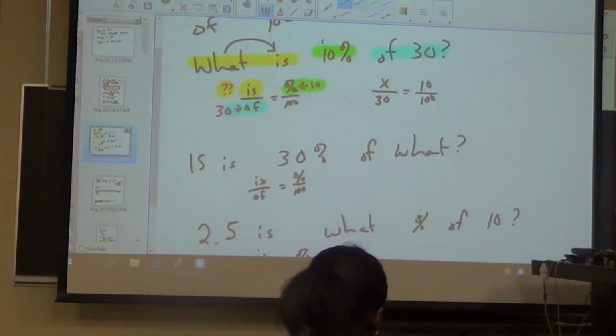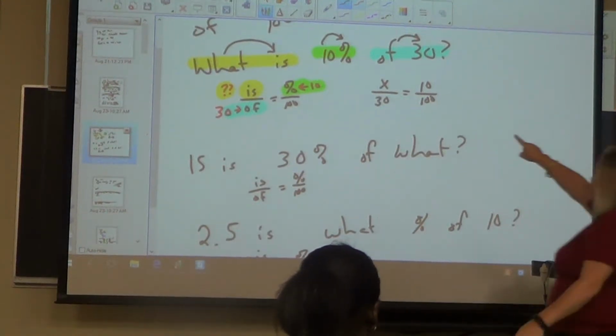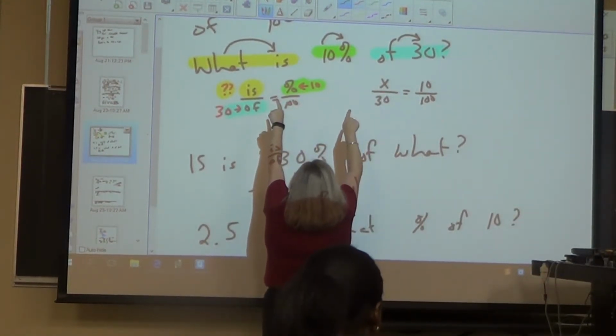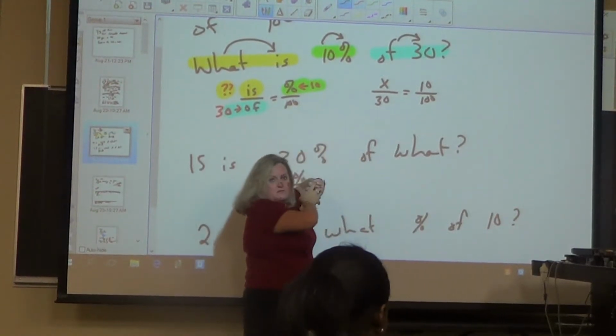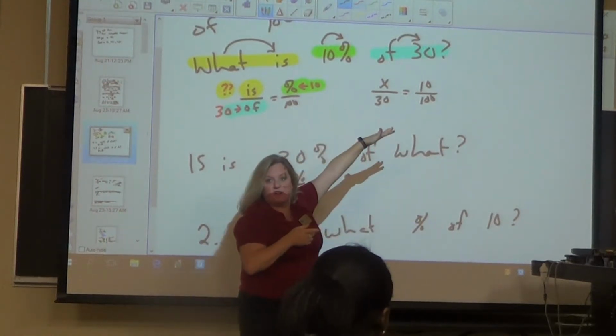What is 10% of 30? Now, I have some people say, well, Ms. Cooper, the number 10 is beside the word is and the percent sign. Well, if you look real closely, it's 10%. What is 10% of 30?